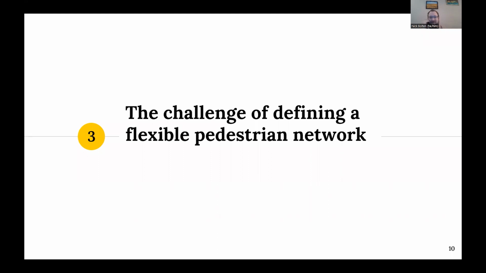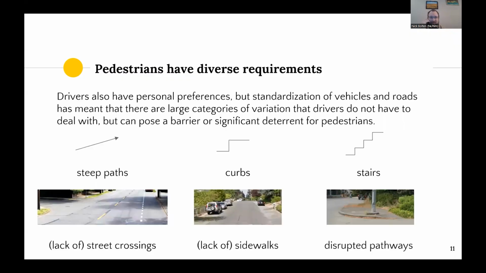Next, I'm going to talk about the challenge when it comes to defining a flexible pedestrian network, and I'll talk about what that means. So the key challenge here is that pedestrians have diverse requirements. People who drive or otherwise operate vehicles on roads also have personal preferences. But because vehicles and roads have been standardized for one another, there are a lot of categories of variation that drivers just rarely have to deal with. There are fewer of them, but there are quite a few that can pose a barrier or a significant deterrent for pedestrians.